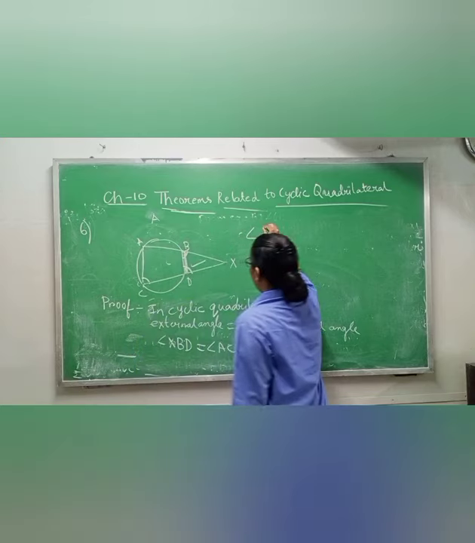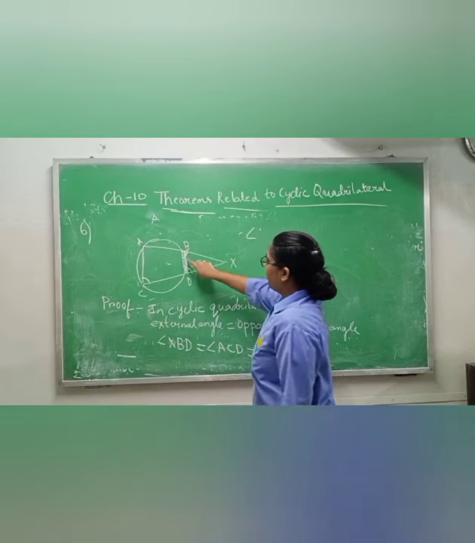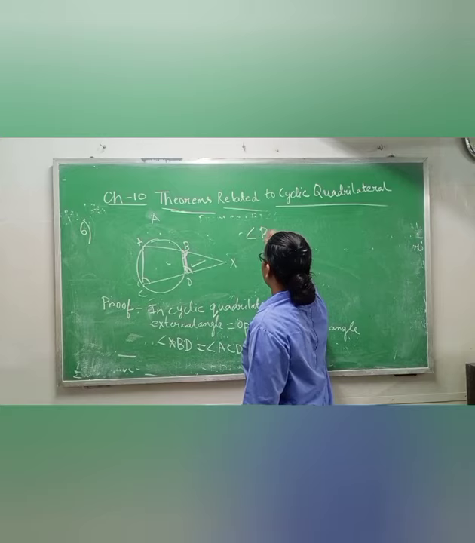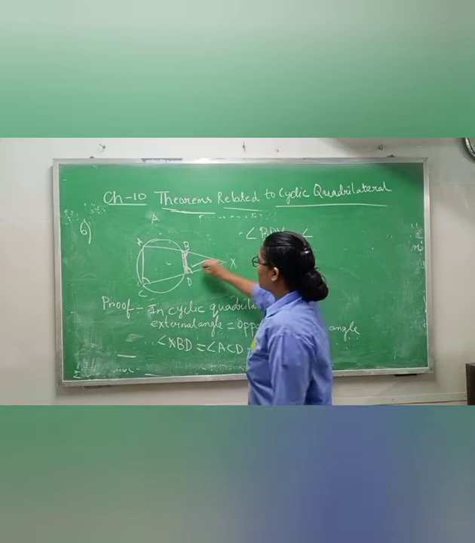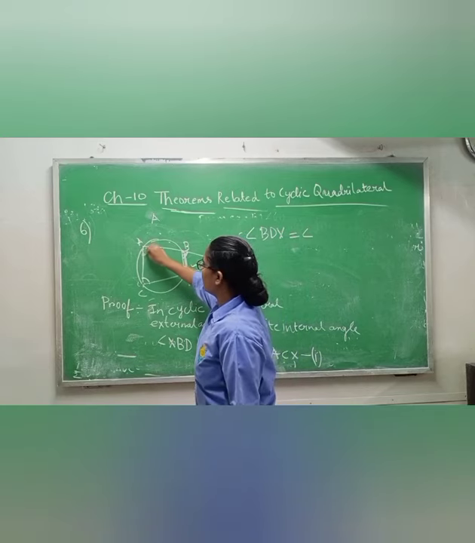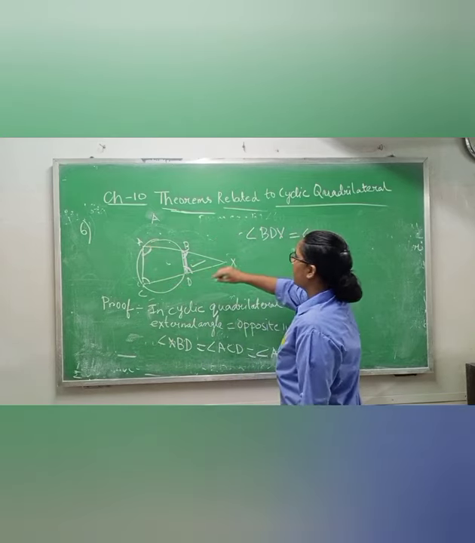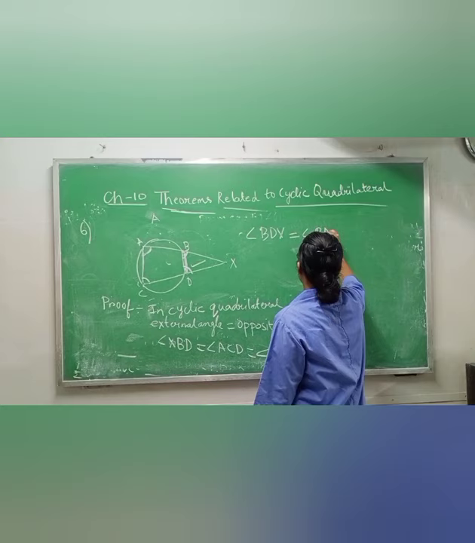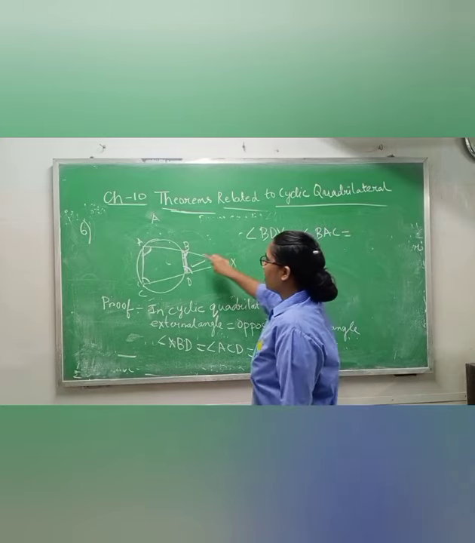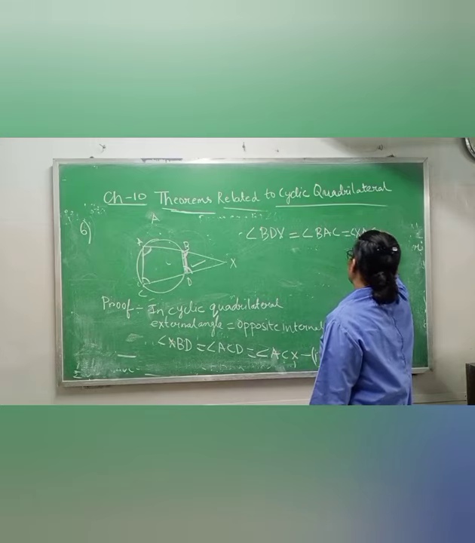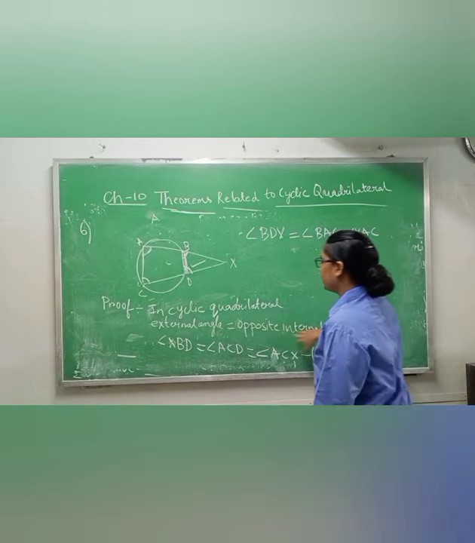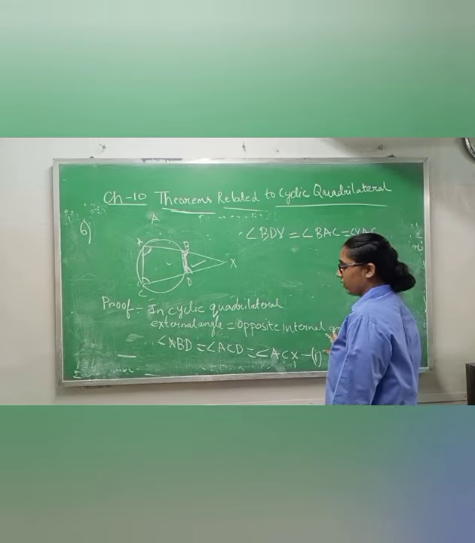Angle BDX is equal to the opposite internal angle, BAC, which is equal to angle XAC. We have given the reason already, so there is no need to write it every time.